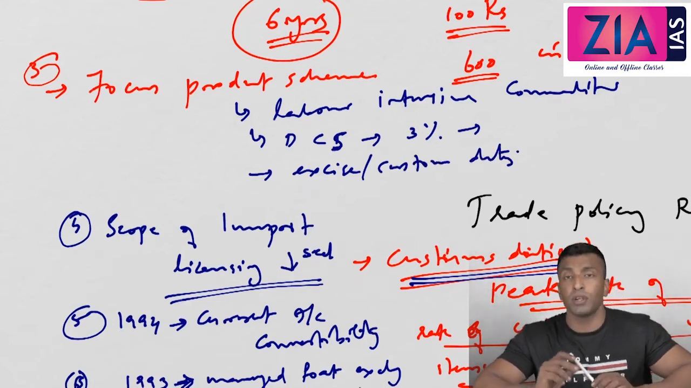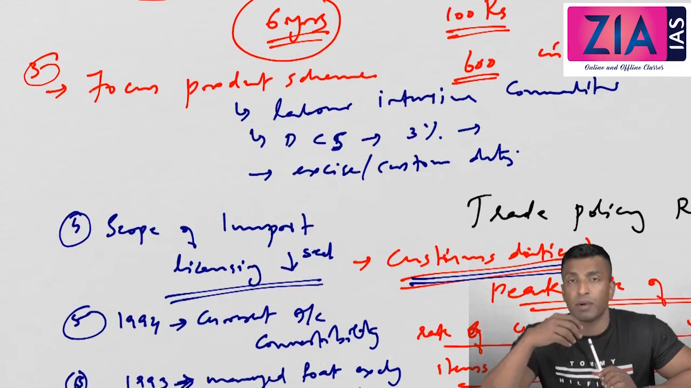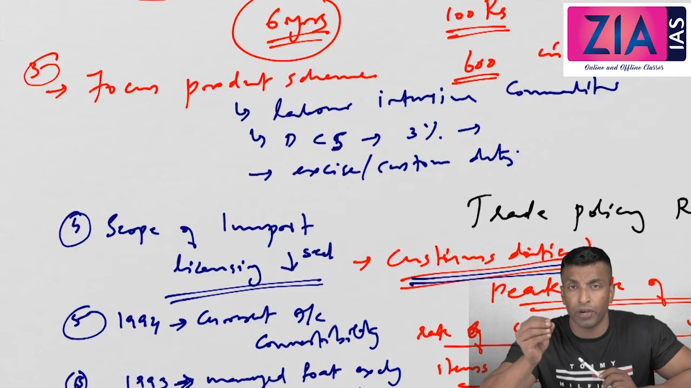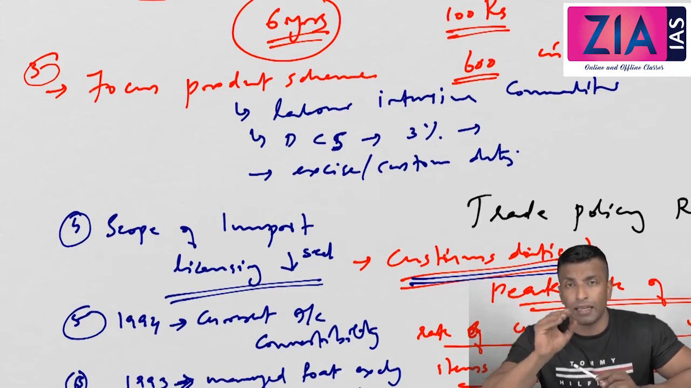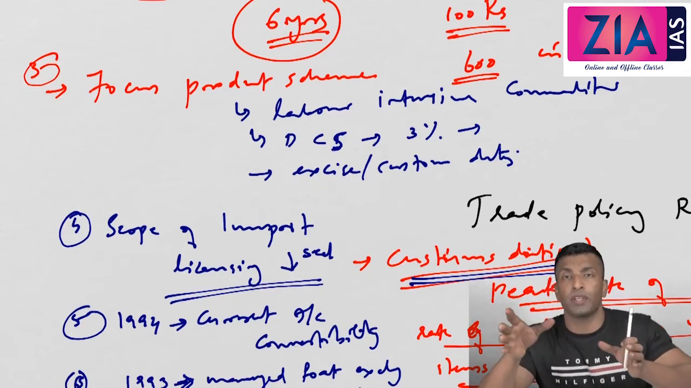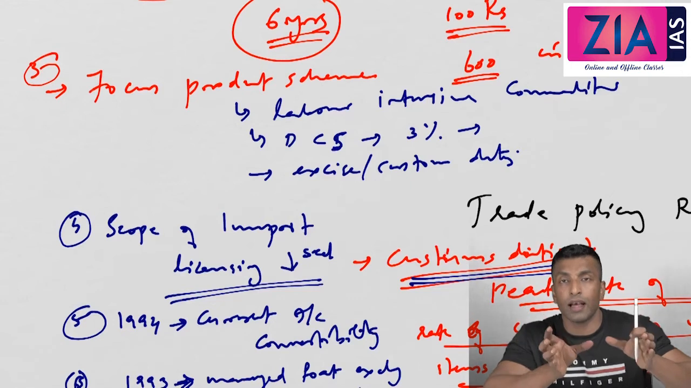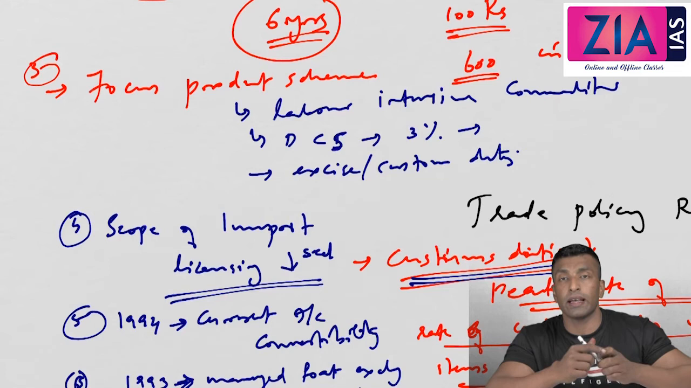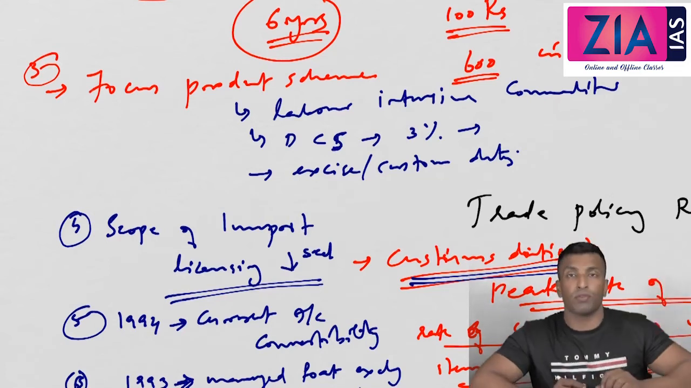I hope you understood. Under the focus product scheme, the exporters of selected labor intensive commodities are provided with duty credit scripts, DCS, equivalent to 3% of their total exports. What is the use of it? They can use this DCS to pay the excise or customs duty. So that is the focus product scheme.